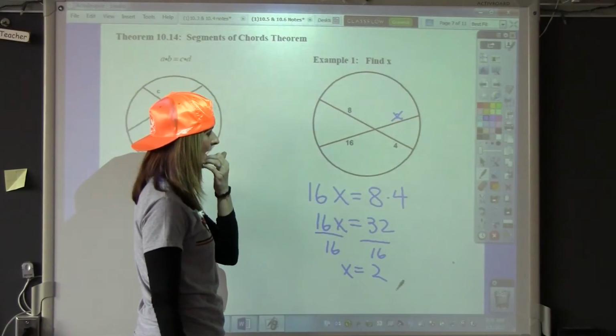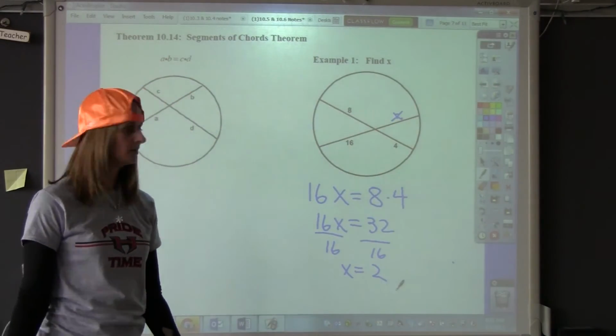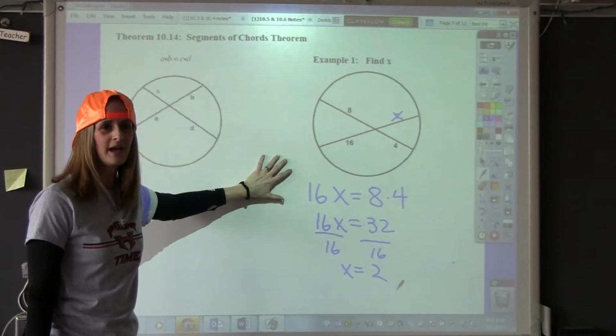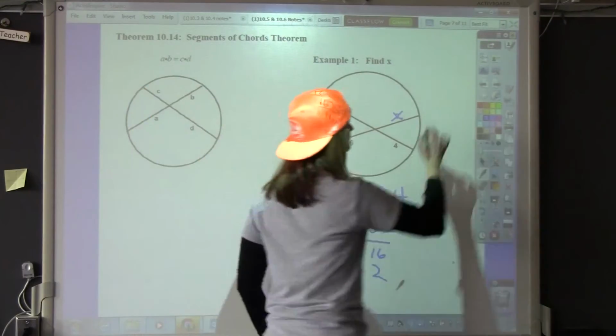I got 2. Pretty basic, right? Everyone can do this until you have 27 formulas in your head and then you're like, what do I do again? Okay, but you guys can all do this. All right.